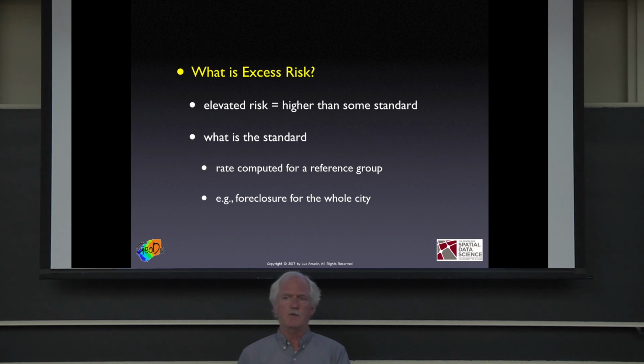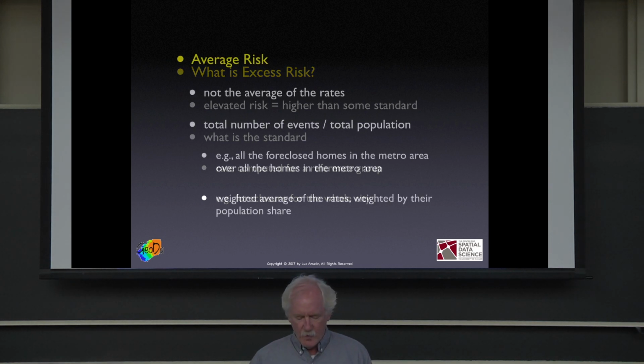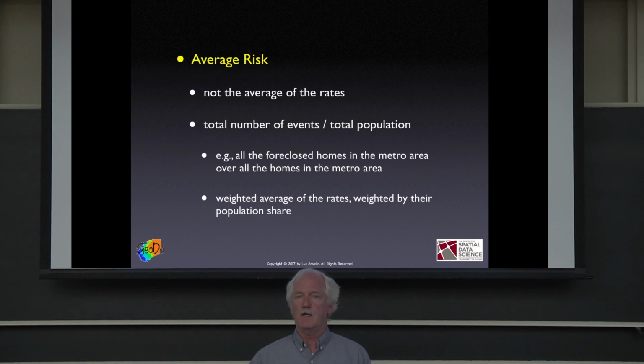So given that reference rate, how can we compare the rate that we have, say, in a little county in the middle of Minnesota, to this reference? Are we high or are we low? Right? And so that's the notion behind a standardized mortality rate, or an excess risk rate, in different fields has different names, but it's basically the same. So we need to get this average risk.